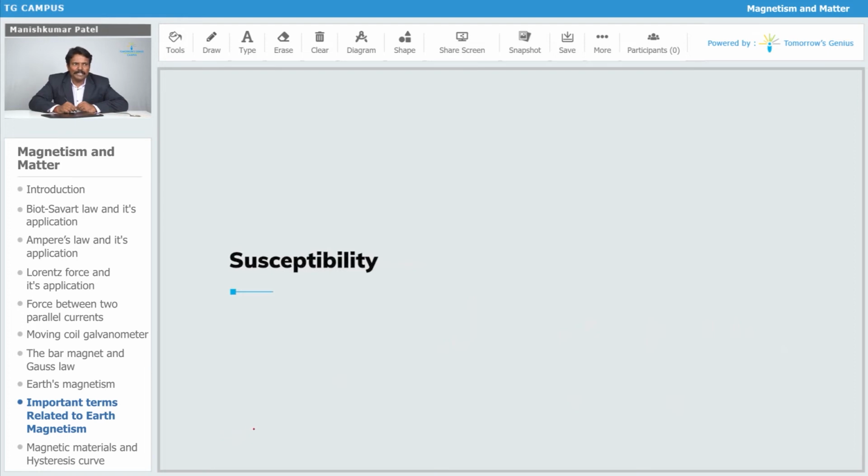Then susceptibility: how easily it is going to magnetize that material. We denote it by a letter, which is the susceptibility. Then this is a new term, the intensity of magnetization, which is the number of magnetic moments per unit volume, that is M upon V, which I can write as capital M, the intensity of your magnetization.